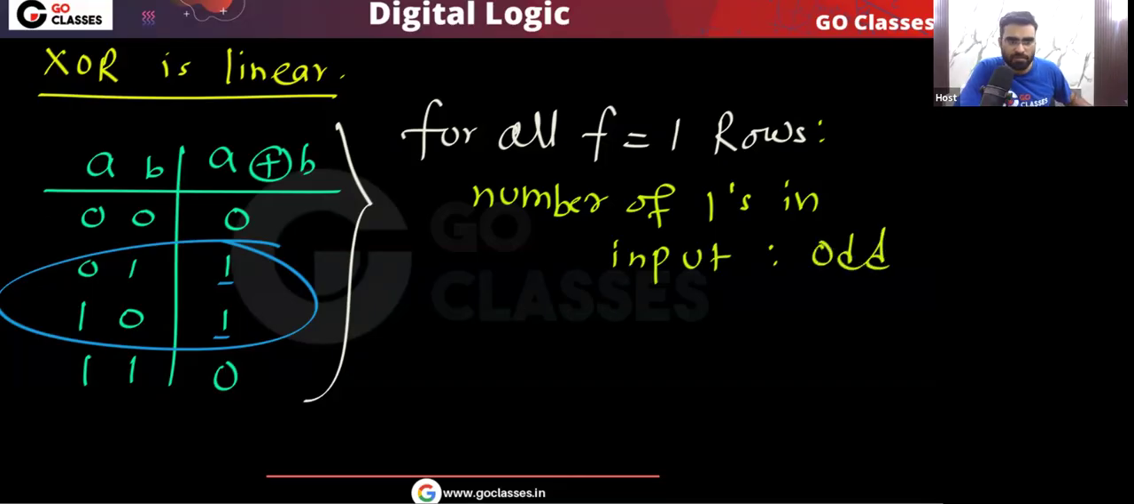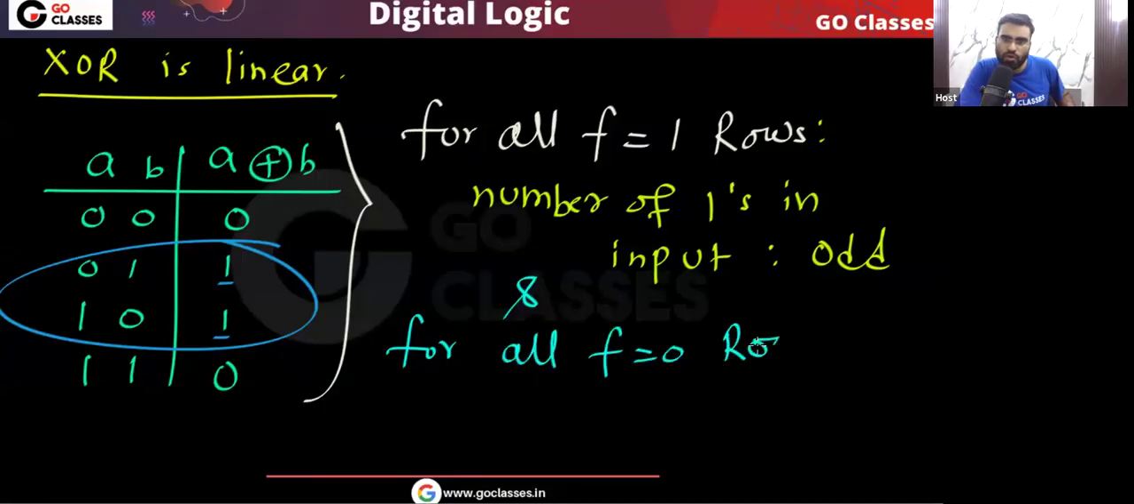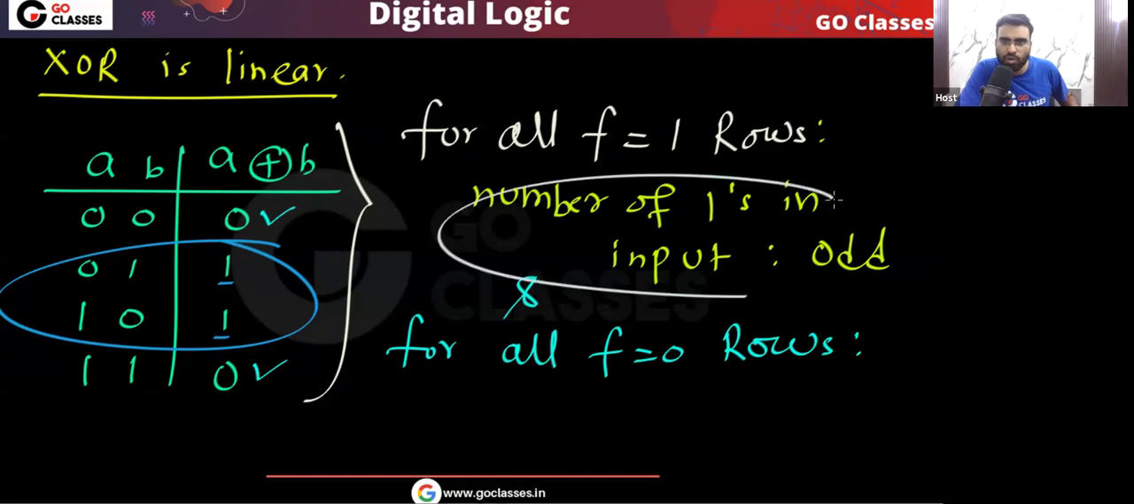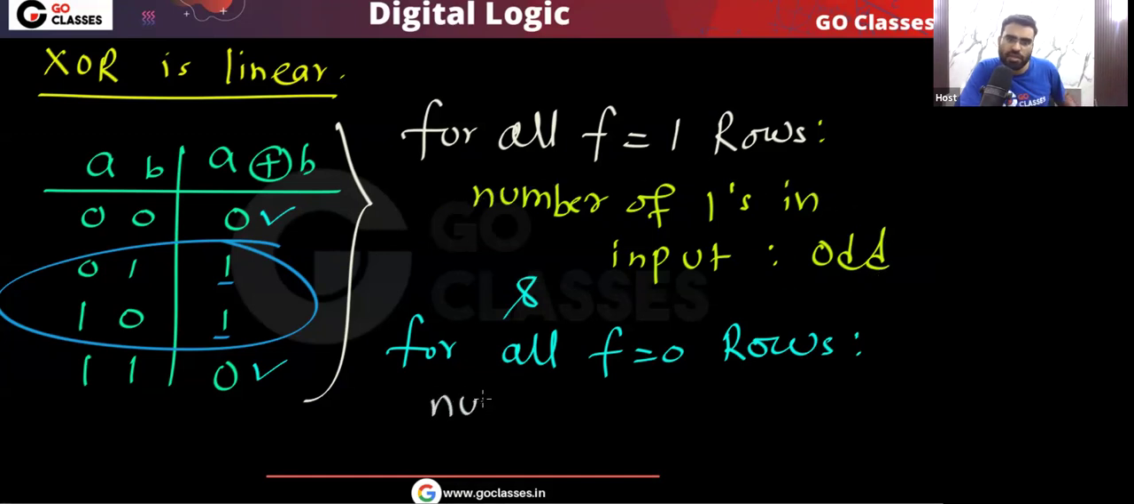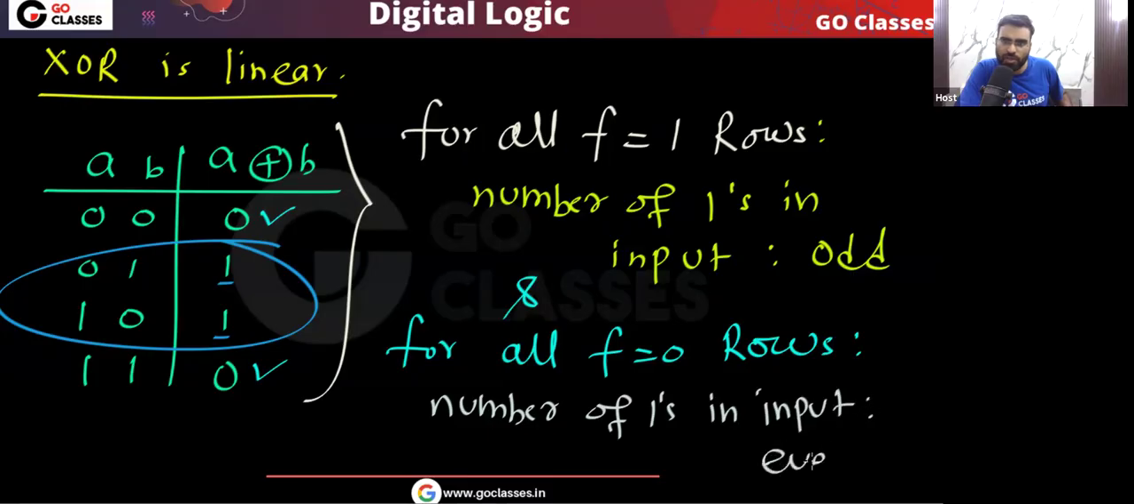So what should happen for all f equal to 0 rows? These are f equal to 0 rows. For f equal to 0 rows, the number of ones should be even. Yes or no? Is the number of ones even? The number of ones in the input should be even.